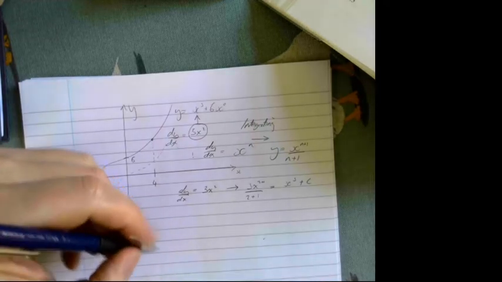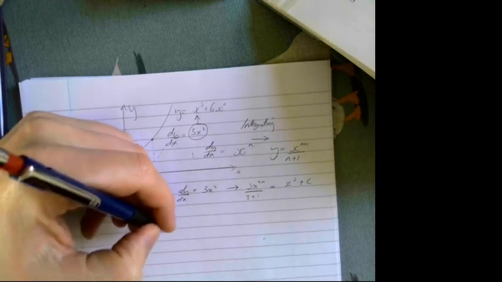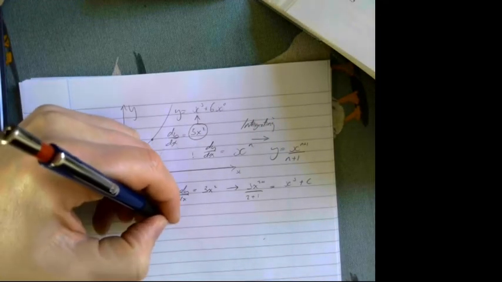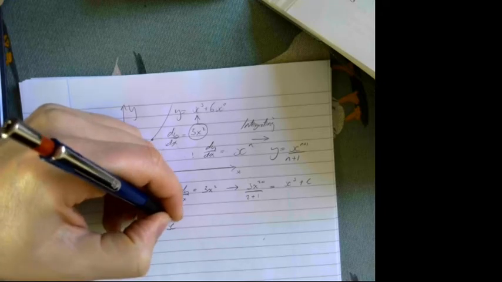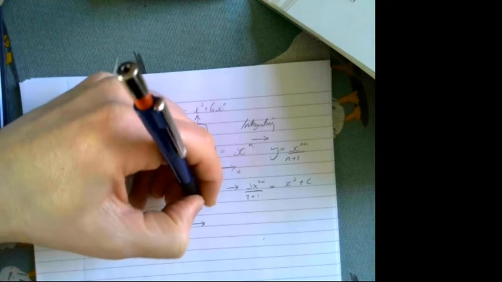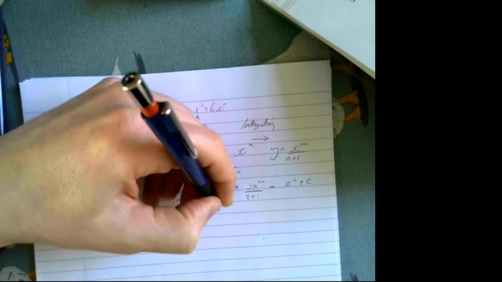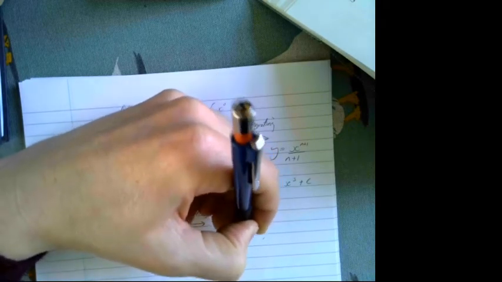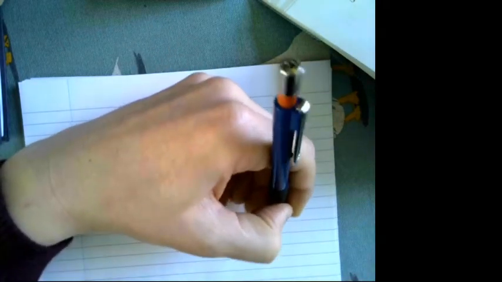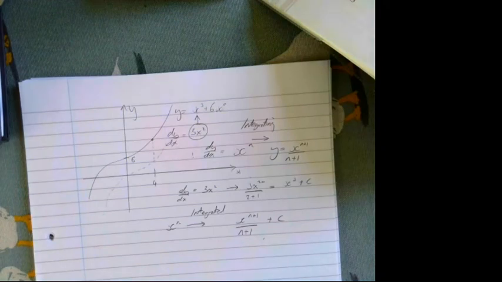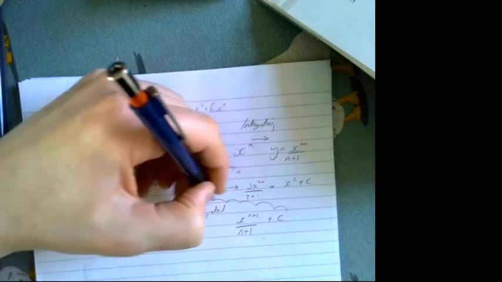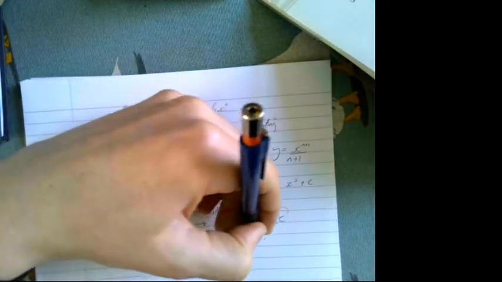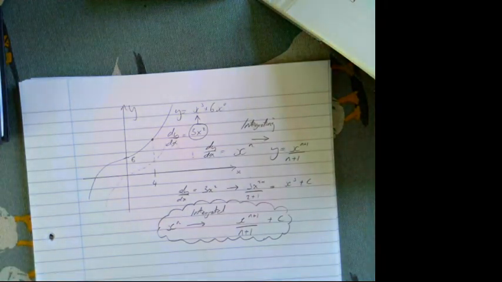So the general rule for integrating is that if you've got some function of x to the power of n, when that is integrated, we're going to get x to the power of n plus 1 over n plus 1 plus some constant c. So that is the most important section to understand so far.